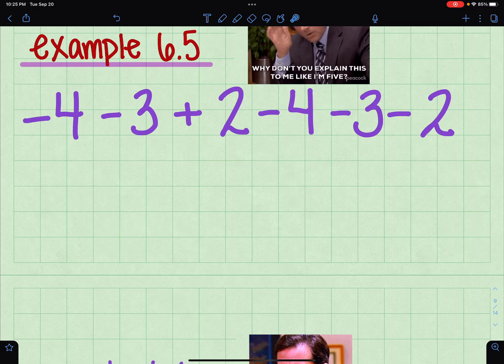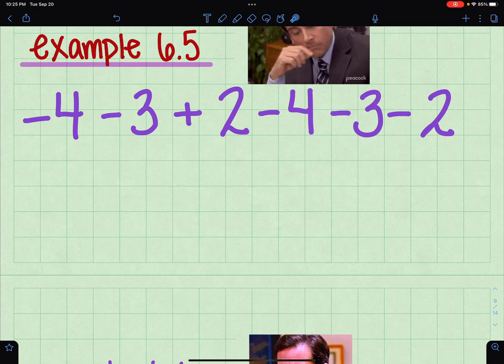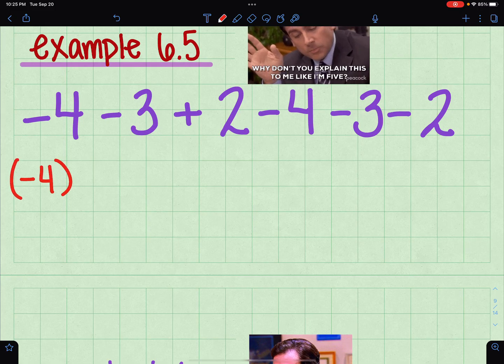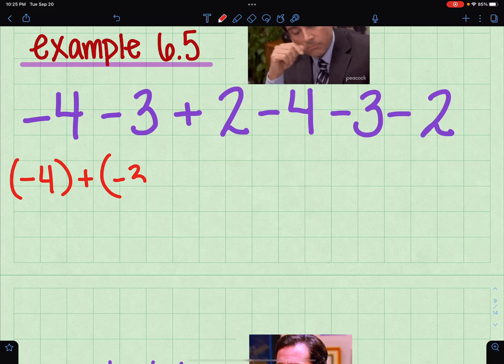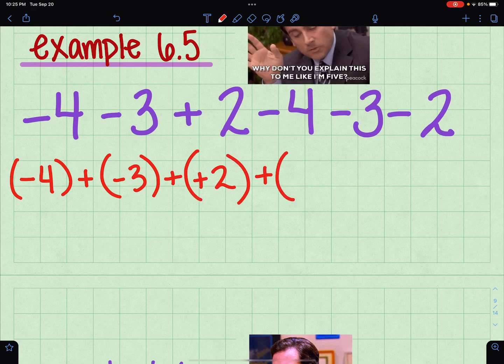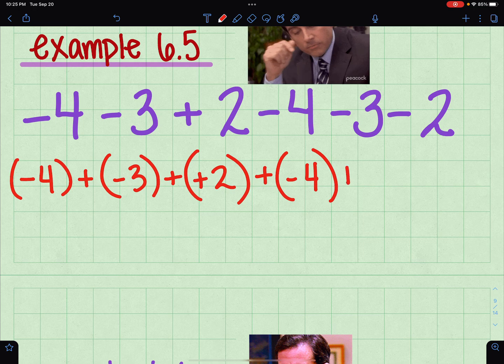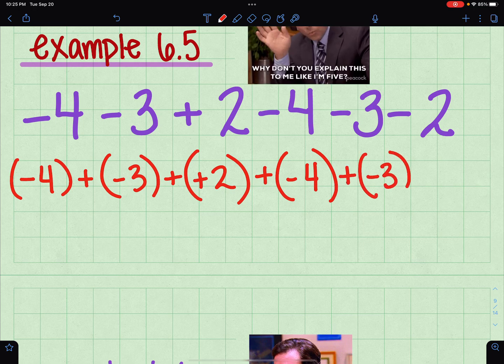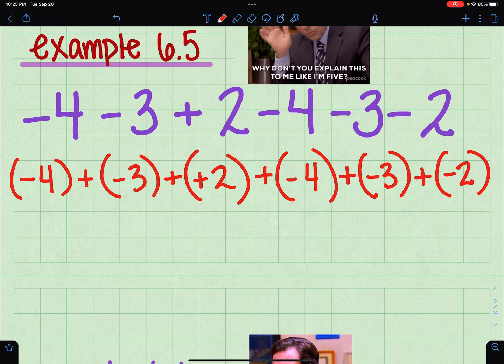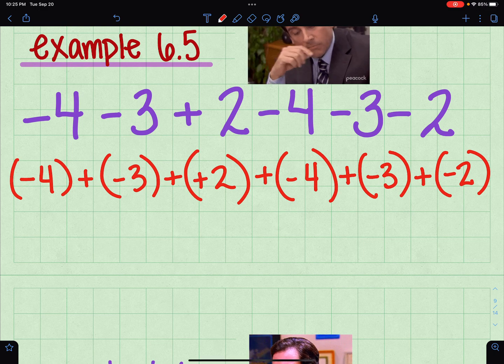All right, example 6.5. This is on the bottom of page 31 if you're following along. So step 1 is to mentally put in parentheses. I'm going to rewrite the whole thing: -4 plus -3 plus +2. I'm giving each number the sign that's in front of it, but I'm just separating it all by addition. Bam! Do you get it? That's awesome. Now we're going to add the numbers and get our sum.